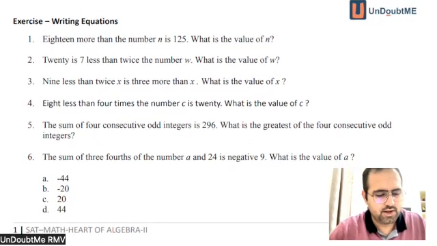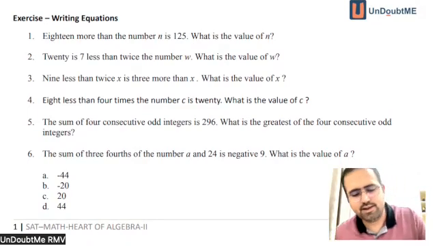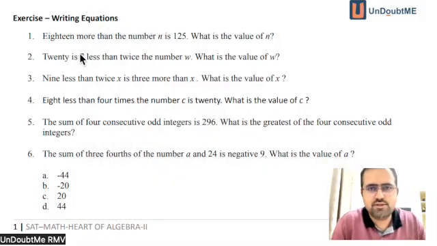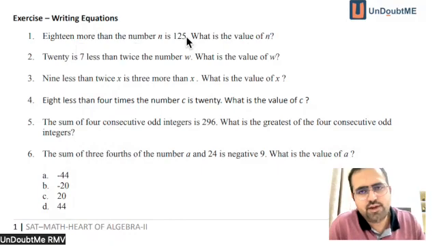These are very basic questions which come at a tender age, like when you were in grade 6 or grade 7, you might have done these questions. 18 more than a number is 125. You need to create an equation and then get the value of n, as fast as you can. Because these are very easy, maintain the speed.